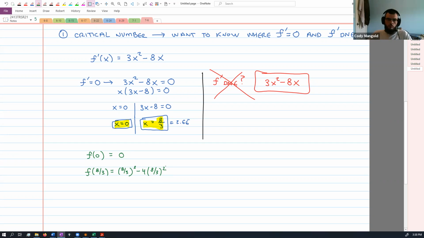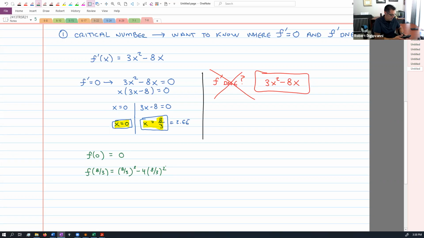Anyone have any questions while I'm doing this? So basically, to find the critical numbers, we're just going to set the derivative equal to 0 and find our x-intercepts, almost. Yeah, you could look at this as solving for the x-intercepts of the derivative. Right, of the derivative.